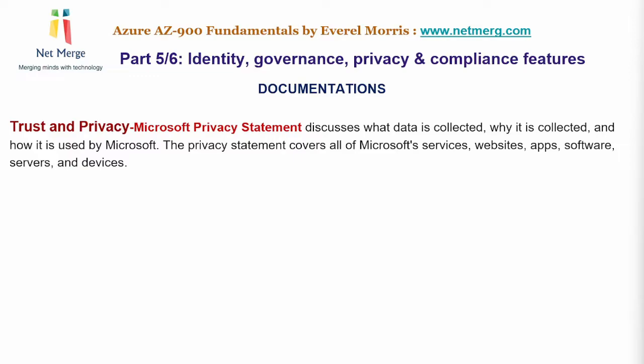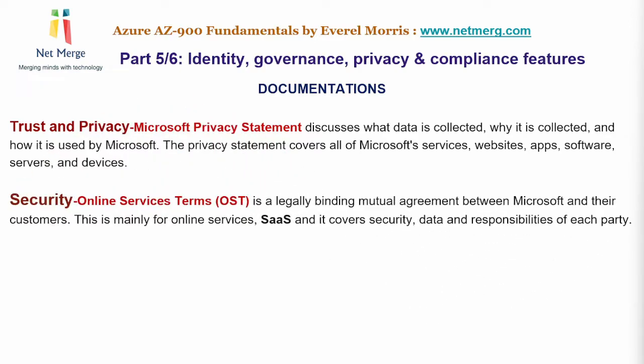Now let's talk about trust and privacy. That's a big part of Microsoft. We're on to documentation now. The Microsoft privacy statement discusses what data is collected from the end user, why it is collected, and how it is used by Microsoft. The privacy statement covers all Microsoft services, websites, applications, software, servers, and devices. So it's a broad document. You need to understand it, and it's about trust and privacy. So it covers information gathered, how the information is used, and why it is captured in the first place.